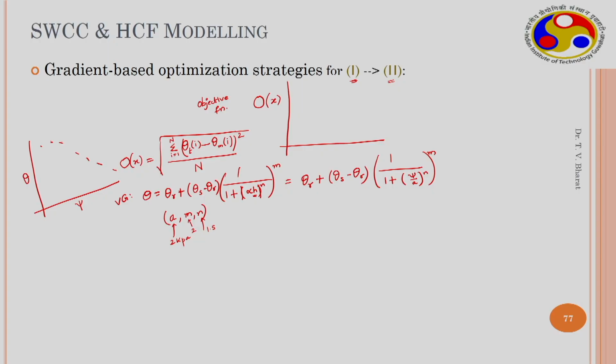When you substitute these initial guess values, you can obtain theta theoretical values. It may look somewhat like this: this is theoretical and this is experimental, or measured. Then for any given suction value, there is an error between measured and theoretical. This is what we are trying to minimize.